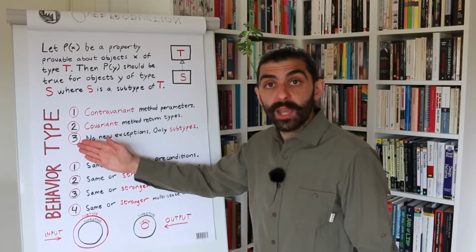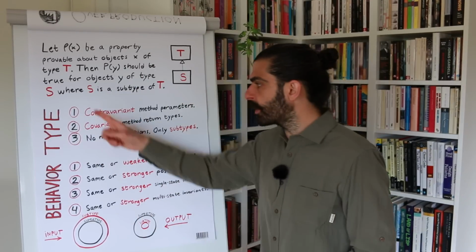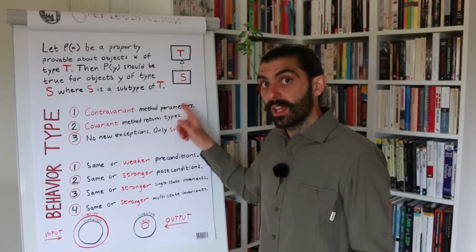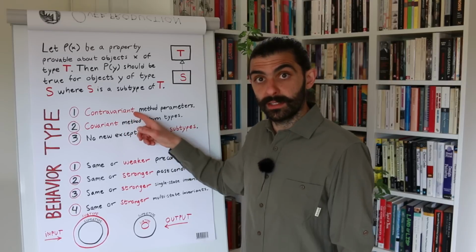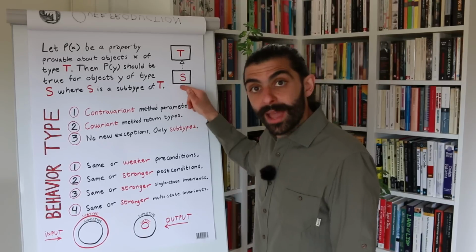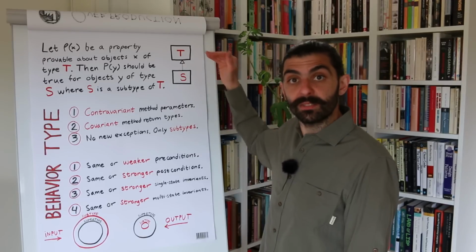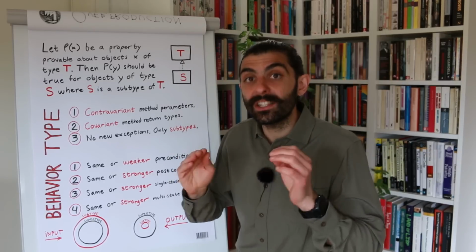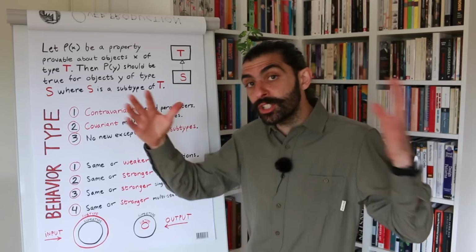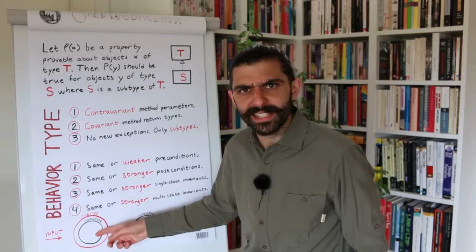Okay, let's talk about the type rules. In order to adhere to the Liskov Substitution Principle, we must follow the following 3 type rules. 1. Method parameters must be contravariant. In other words, if you have an instance method in the subtype, then the parameters of that method need to be of the same type as the ones that we have in the instance method in the supertype. Or they need to be supertypes of those types. They need to be more general, because again, the subtype needs to be liberal in what it accepts.